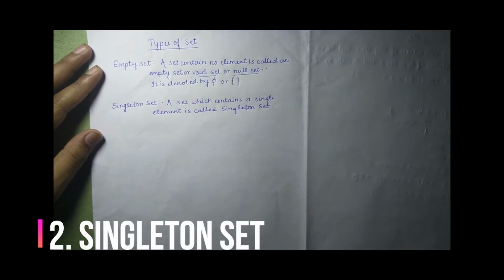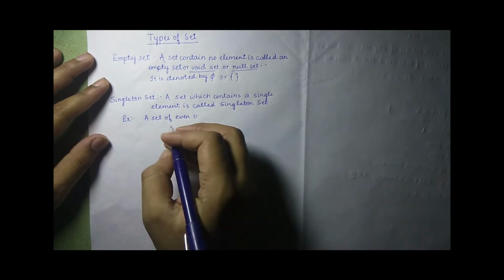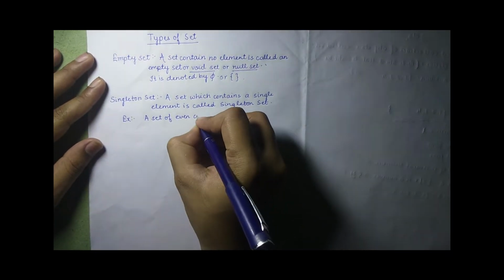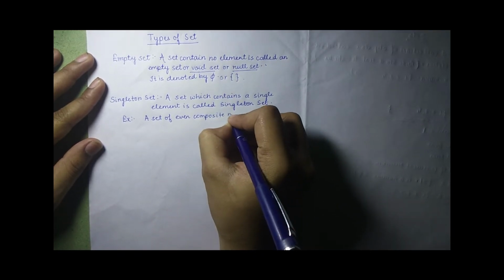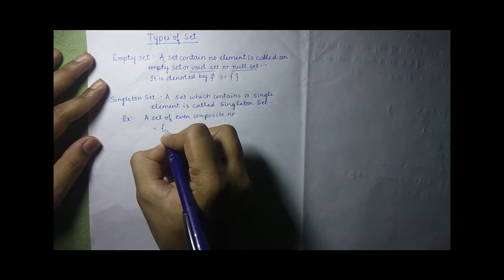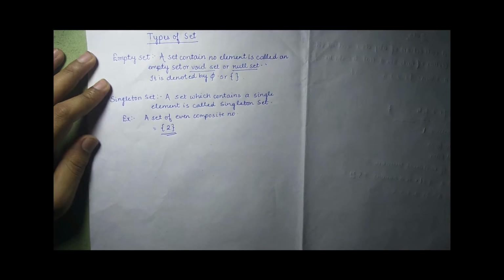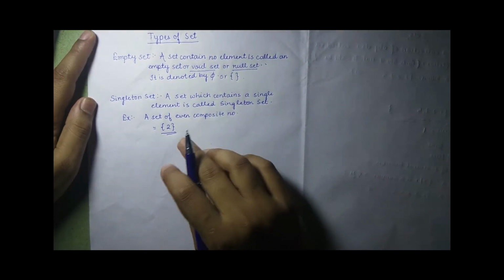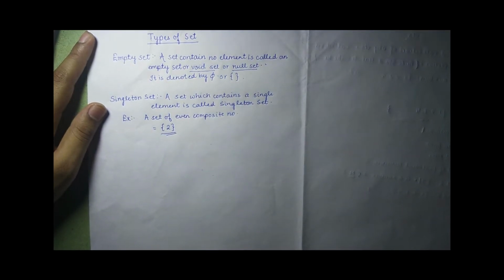The next one is the singleton set. A set which contains a single element is called a singleton set. For example, the set of even composite numbers. Only 2 is an even composite number, so this set has only one element, and it is called a singleton set.